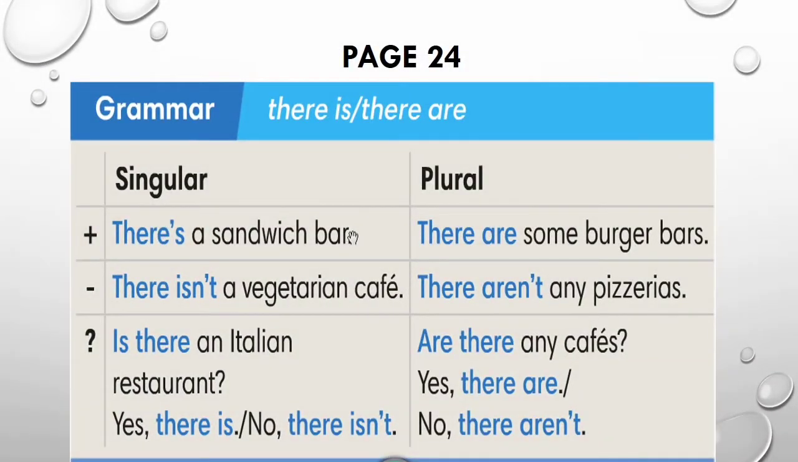Page 24. There is a grammar point: there is and there are. Do you know the difference between there is and there are?